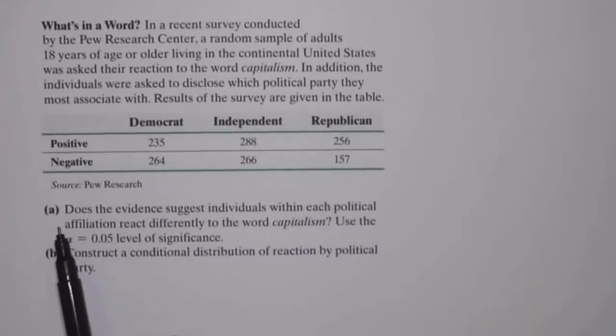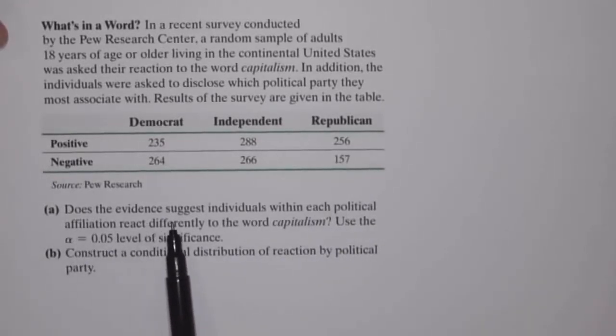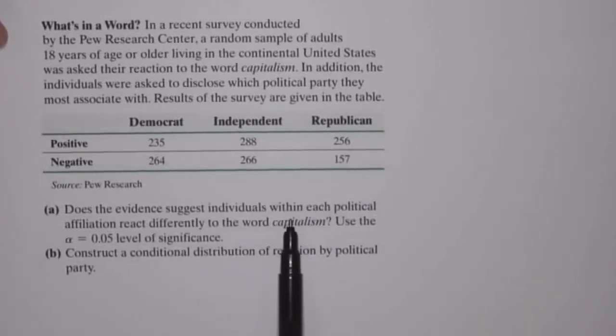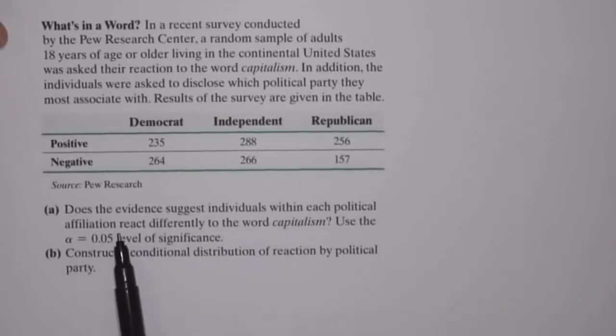So, question A: does this evidence suggest individuals within each political affiliation react differently to the word capitalism? Use a 0.05 level of significance. And then B: construct a conditional distribution of reaction by political party. So the first thing I'm going to need to do is figure out the expected values. But what I'm going to do for this problem is use technology to conduct this hypothesis test.